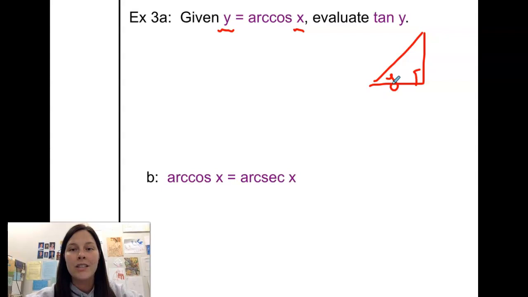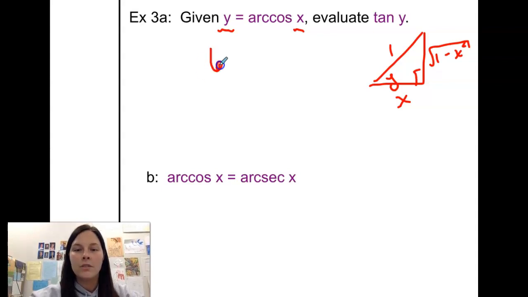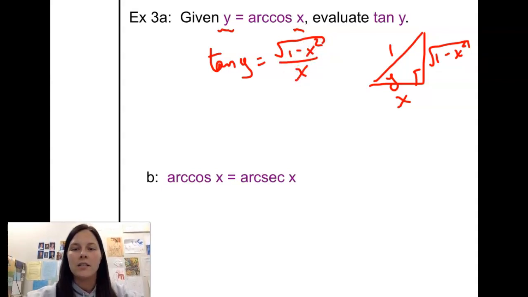Cosine, again, is adjacent over hypotenuse. So my adjacent is x, and my hypotenuse would be 1. Using Pythagorean theorem to solve for that third side, I would have the square root of 1 squared minus x squared. All right, so now I'm looking for the tangent of y. Well, tangent is opposite over adjacent. So tangent of my angle is opposite, square root of 1 minus x squared, all over adjacent, which is x.